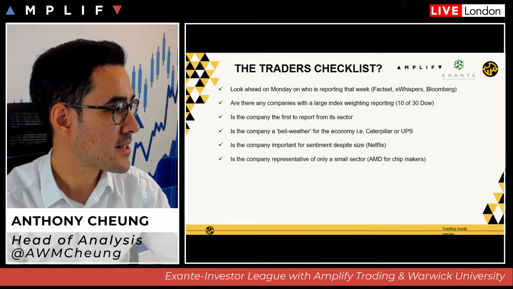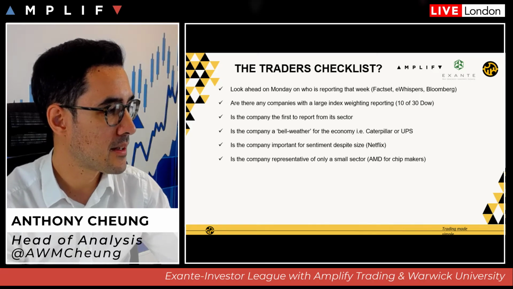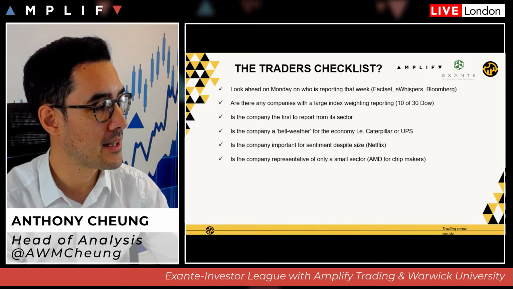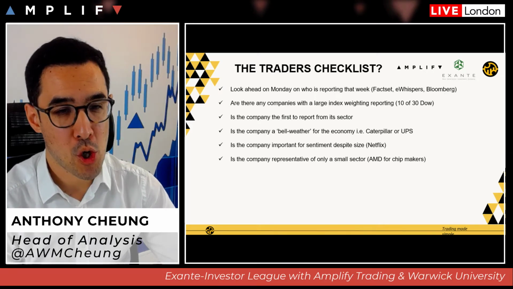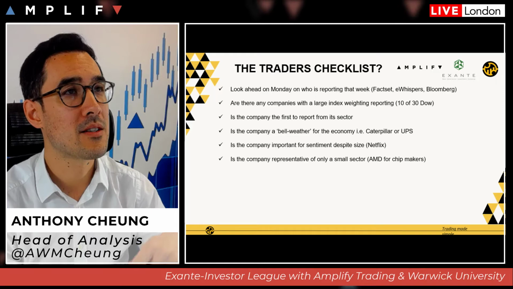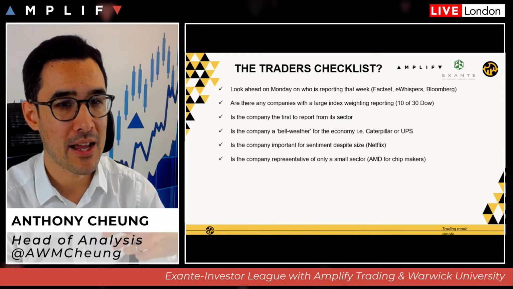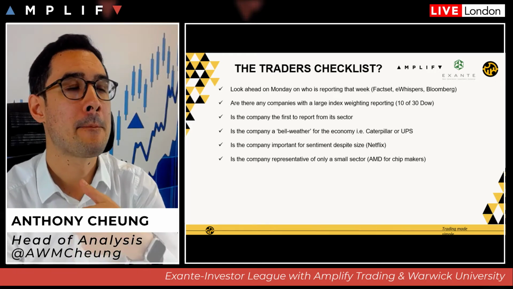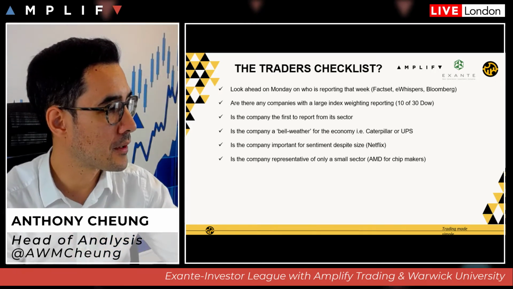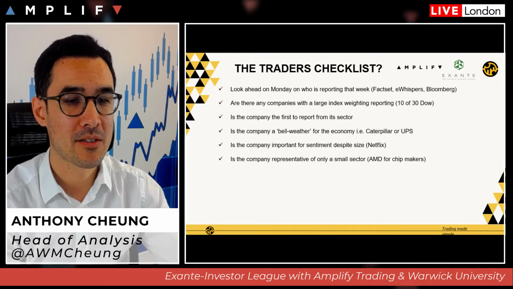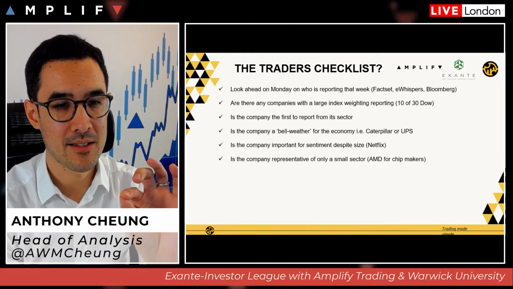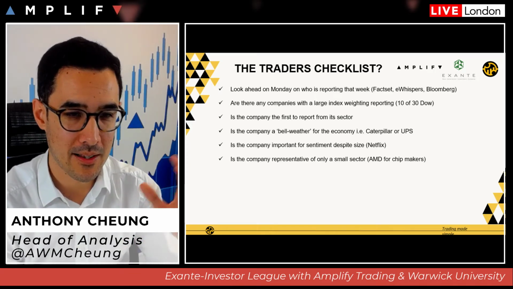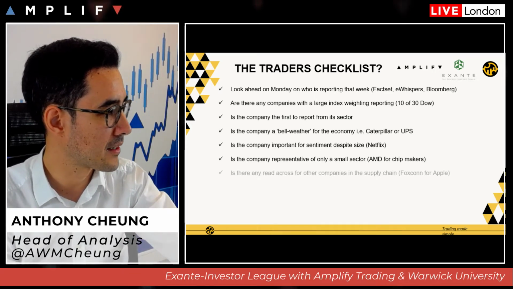Is the company representative of only a small sector? This is probably the one caveat to the rule of monitoring just big companies. Small companies like AMD, which operates in a relatively small sector like chip makers, mean that if they report before Intel or ASML, who are much bigger companies, their shares can also move on the back of, say, AMD. Because if one performs like this and it's a small sector, then probably all the rest are going to be impacted by the similar forces that created that initial weakness.